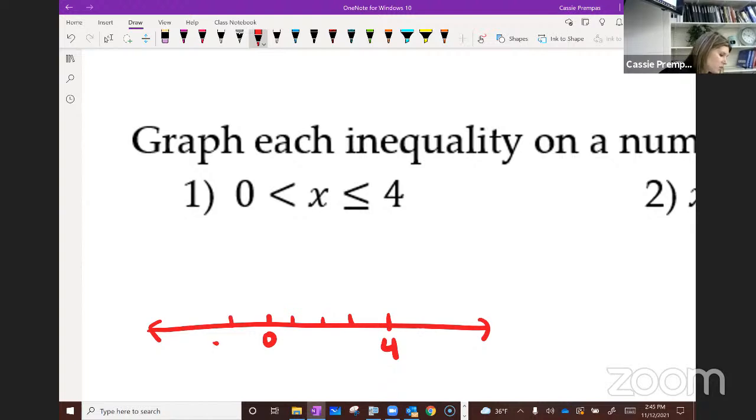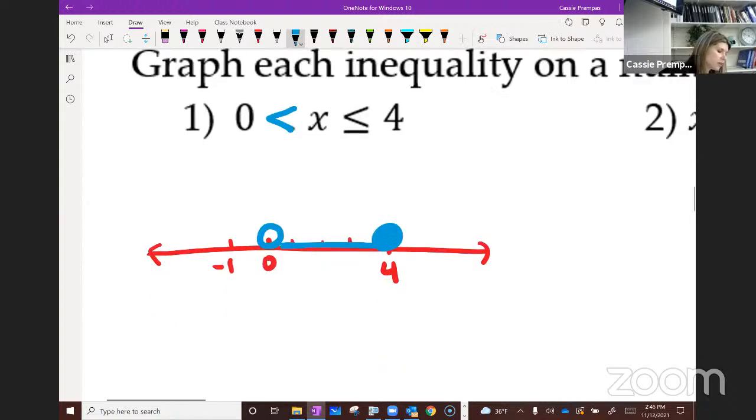And then I want to see, do you know that the numbers go smaller to the left? Or you could put a 5 after the 4 to show that they go larger to the right. Would we put an open circle or a closed circle at the number 0? Open, good. Because it doesn't have an equal bar. And then what would I put at the number 4? Closed circle, and x can be everything in between.